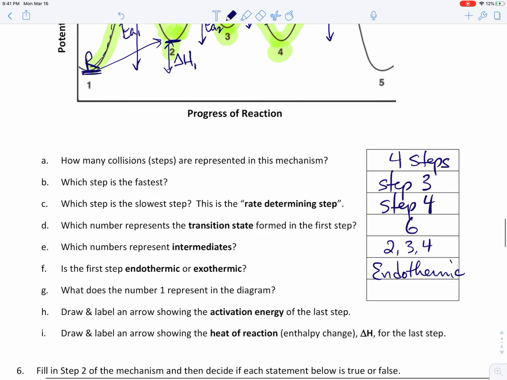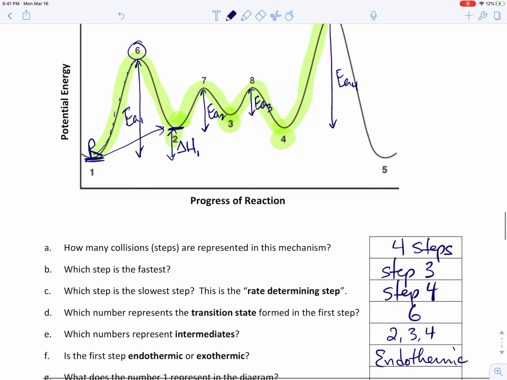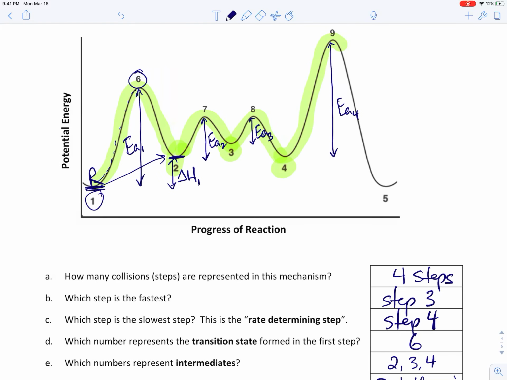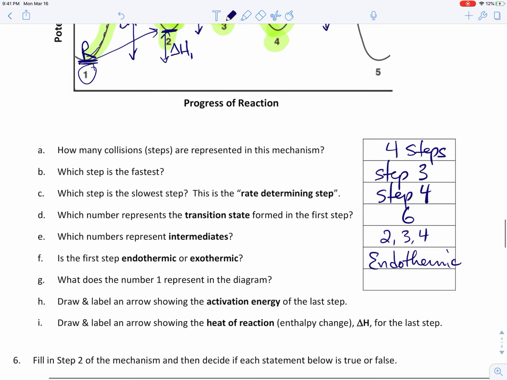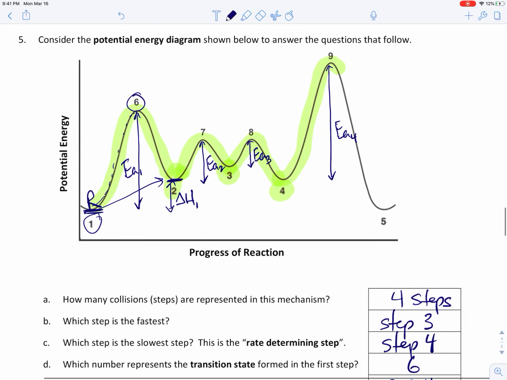What does the number 1 represent in the diagram? Well, the number 1 is here at the beginning. As we can see, it's the reactants, the original reactants. Draw and label an arrow for the activation energy in the last step. Well, I've already done that. That would be EA number 4 over here, the last hill.